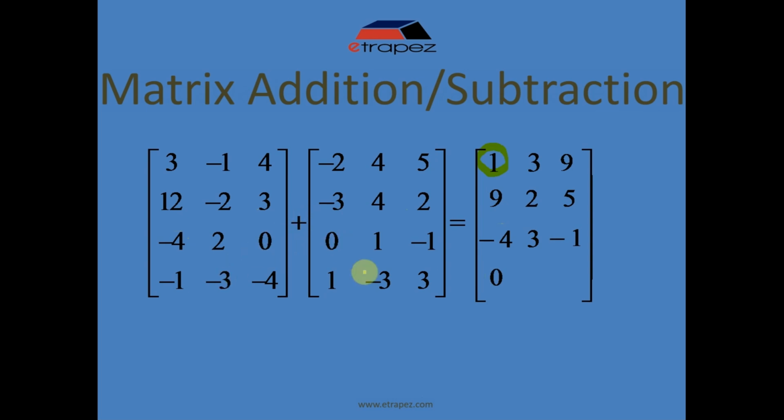Minus 3 plus minus 3. Now, listen carefully. Minus 3 plus minus 3 will be minus 3, which gives us minus 6. I'll write that result down right here, minus 6. And then minus 4 plus 3 will be minus 1, won't it? I'll write that result down here, minus 1.